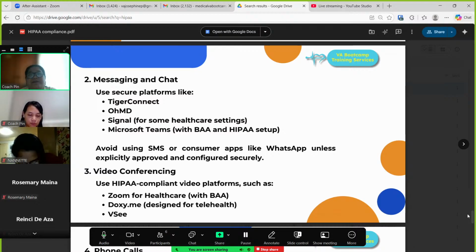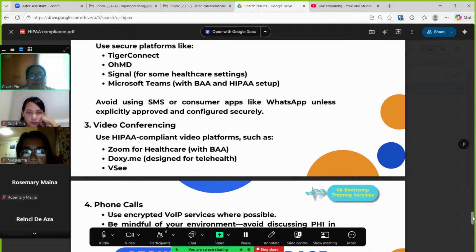These are examples. Every company or client has their own secure platforms that always follow HIPAA compliance. So avoid using SMS or consumer apps like WhatsApp unless explicitly approved and configured securely. For video conferencing, use HIPAA compliant video platforms such as Zoom for healthcare, and the others are examples. But the most common one is Zoom, right?